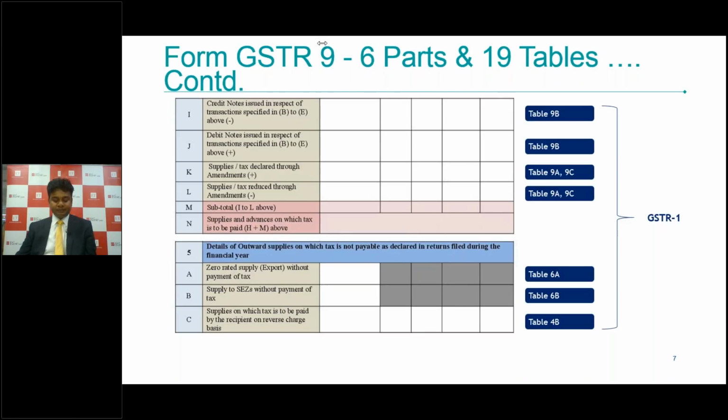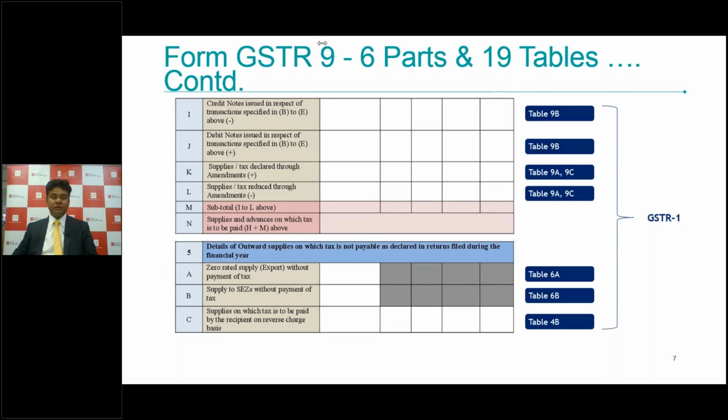So now you have zero rated supplies, which means all supplies on which you would have not paid tax, being the physical exports. Then you also have deemed export, which is supplies to SEZ without payment of tax. And of course, you also have certain services on which the recipient is supposed to pay tax under reverse charge mechanism.